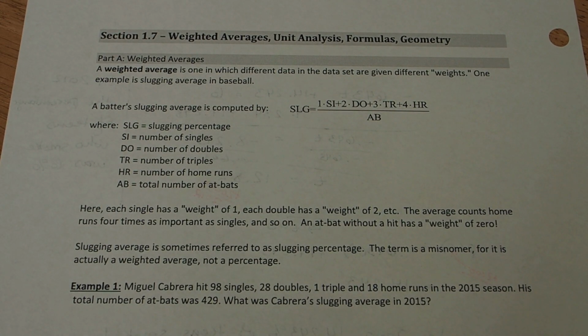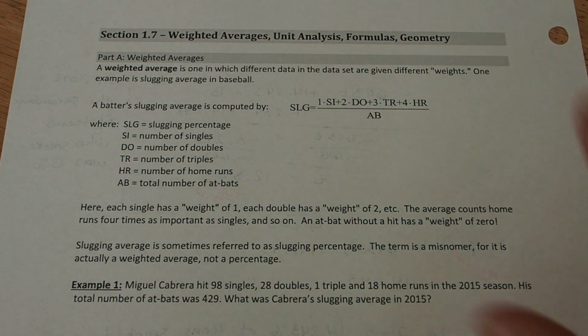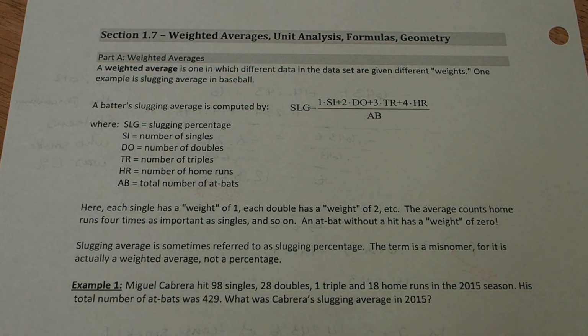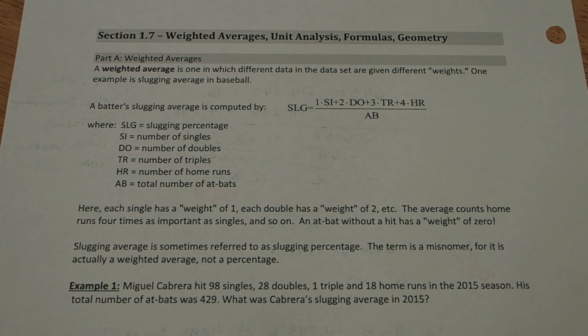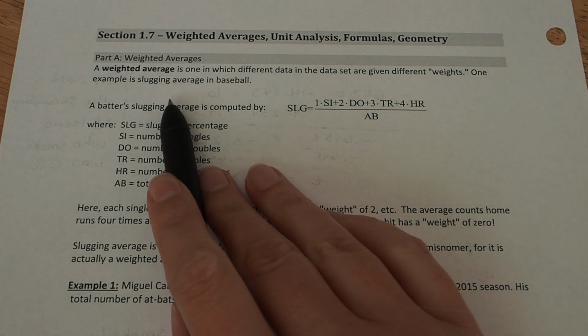Section 1.7 is going to have 3 parts on weighted averages, unit analysis, and formulas in geometry, I think are lumped into one. The first part is on weighted averages. A weighted average is one in which different data sets are given different weights, and one common example is slugging average.